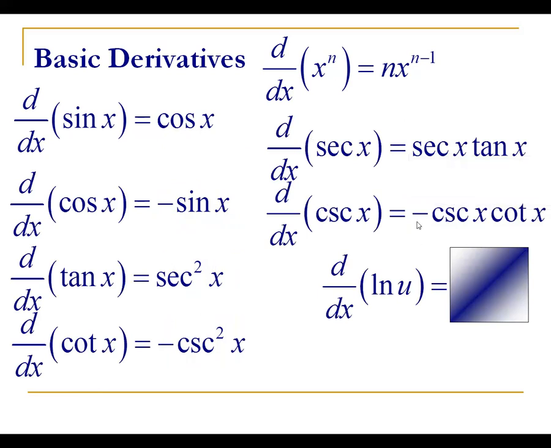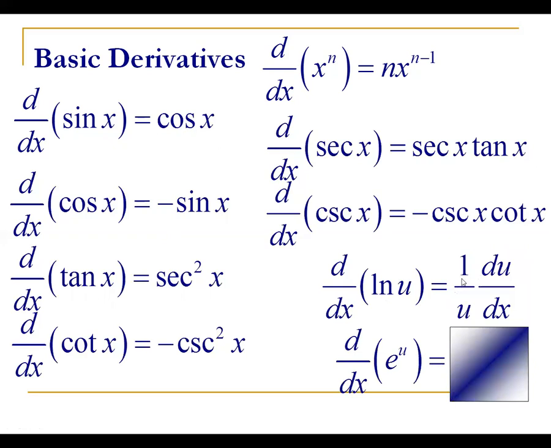Let me pause right here. Remember, for the basic derivative rules, if you're taking the derivative of something that starts with cosine, cotangent, cosecant, the answer starts with a negative. Derivative of natural log u is u prime over u, or 1 over u times the derivative of u. The derivative of e to the u is itself times the derivative of the exponent. So e to the u, u prime, or u prime e to the u, however you want to think of it.